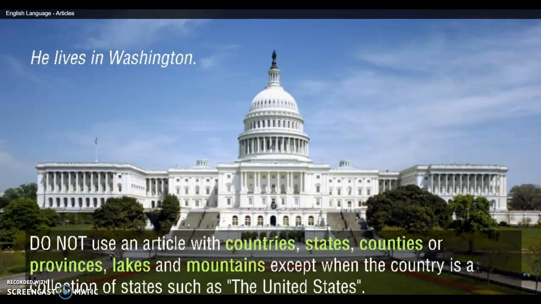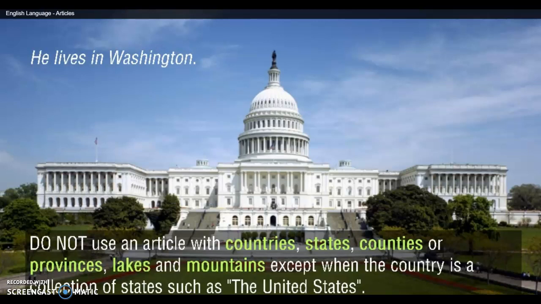"He lives in Washington" is the sentence. We do not use articles with countries, states, counties. Those counties, if you don't remember, are parts of states we use in the United States, like Wake County here in North Carolina, Los Angeles County in California, Travis County in Texas are some examples. Provinces, kind of like states.